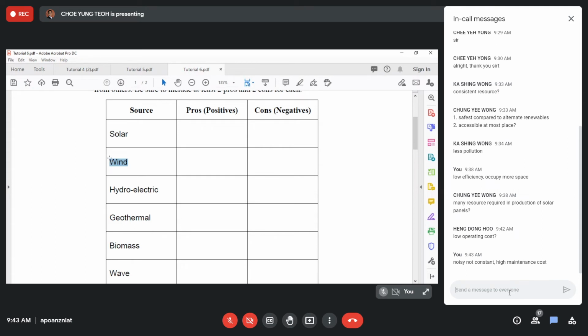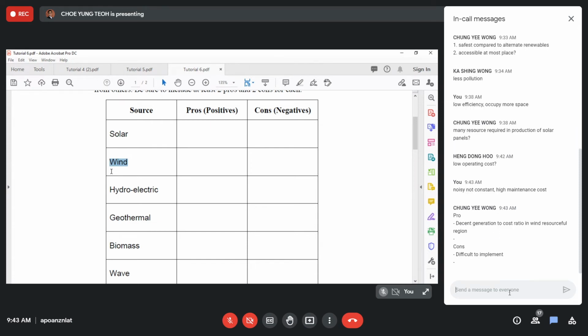Okay, then we talk about disadvantages. We have a lot. Yes, correct. Noisy. So you have noise pollution and high maintenance cost. Maintenance cost is actually average. It's more than solar, but I think lesser than biomass and hydro. Okay. Decent generation to cost ratio only in wind-resource-rich regions, and difficult to implement.